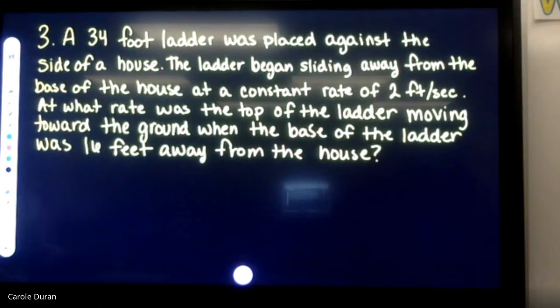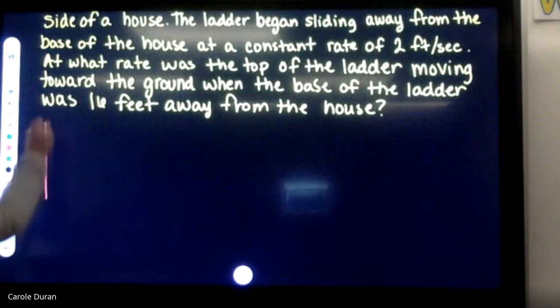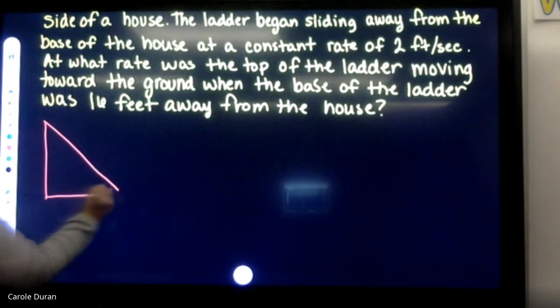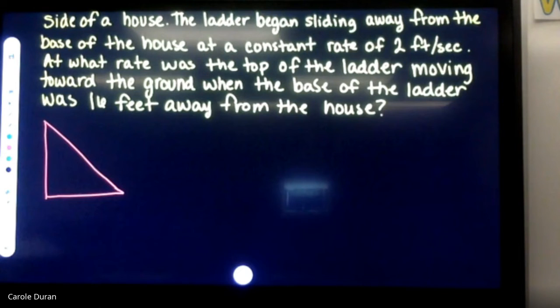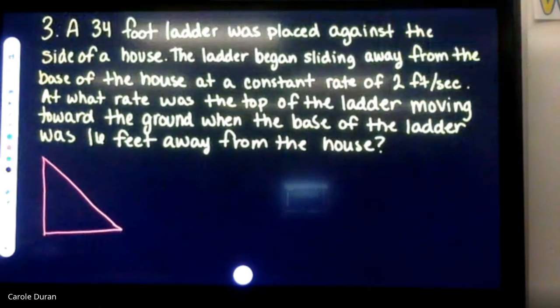So on this one, we kind of have two variables going on. So I suggest drawing a picture when you have more than one variable that you have to account for. So when I'm drawing a picture here, I have the house, I have the ladder, and I have the bottom of the ladder, right? From here, I can fill in any information that I have, such as what is the height of my ladder? Do I know it? Yeah, 34. So I know that that's my hypotenuse of this right triangle.